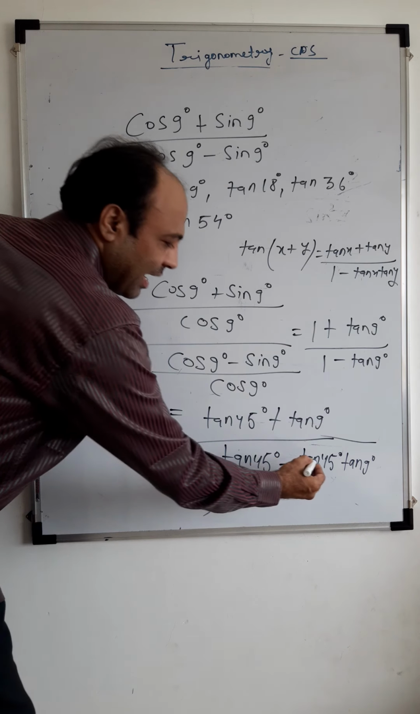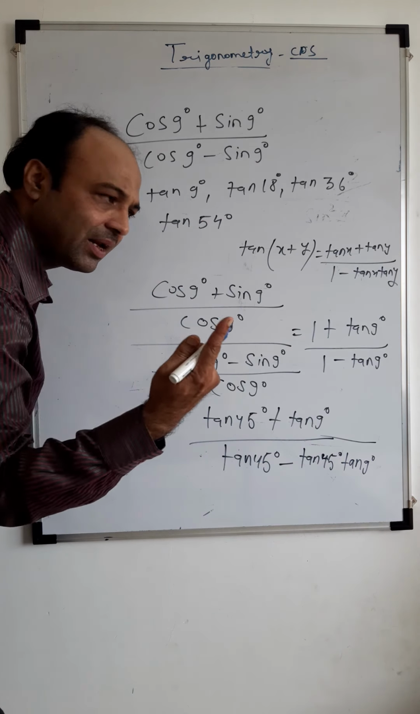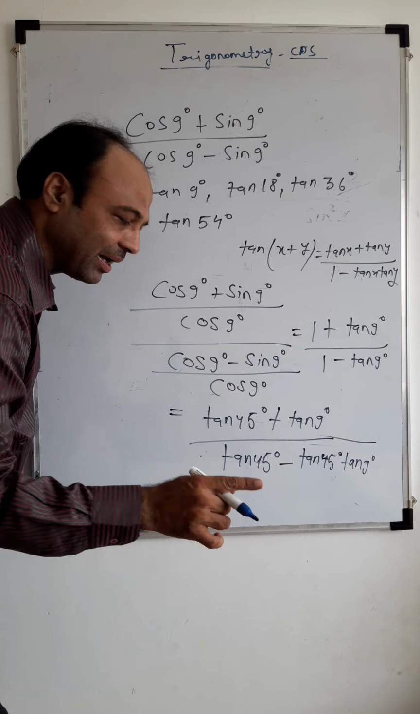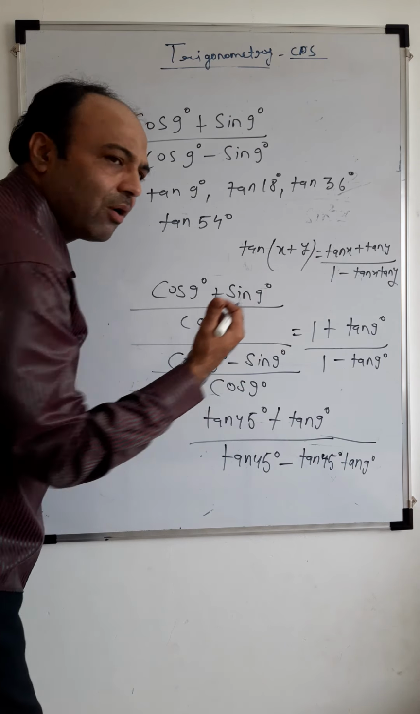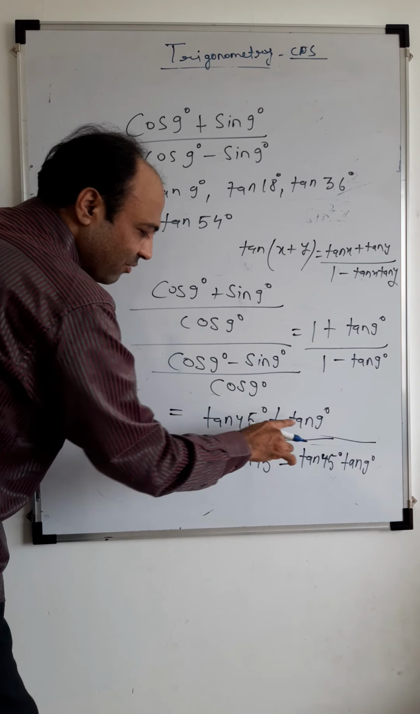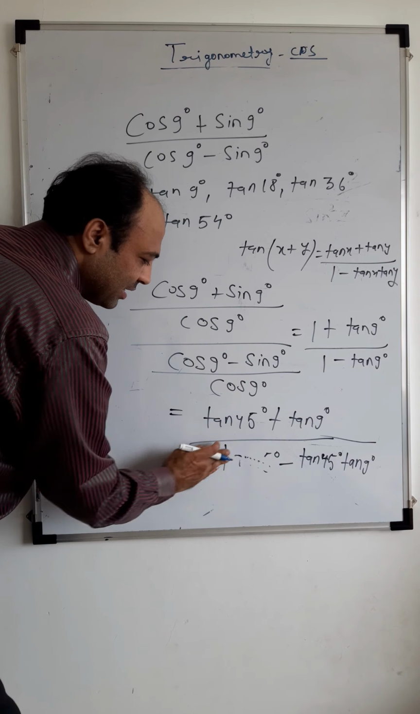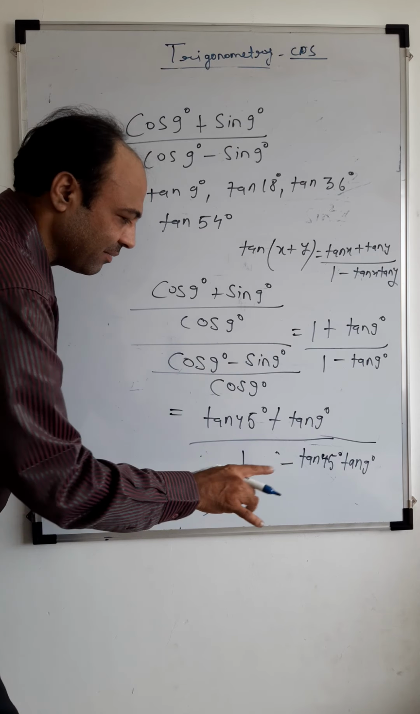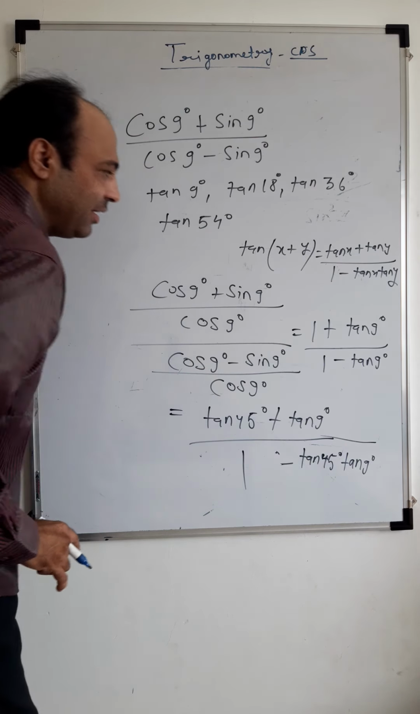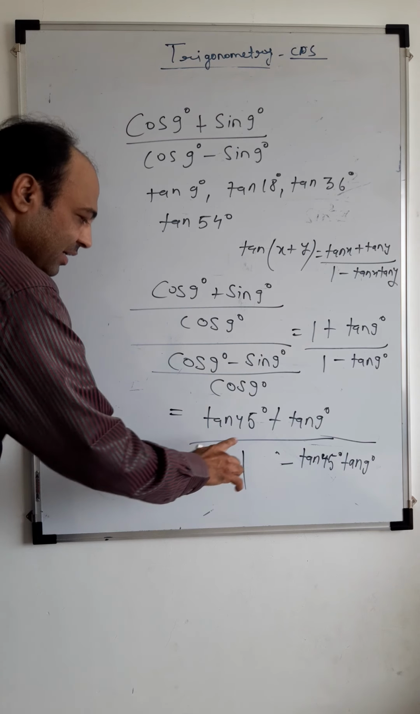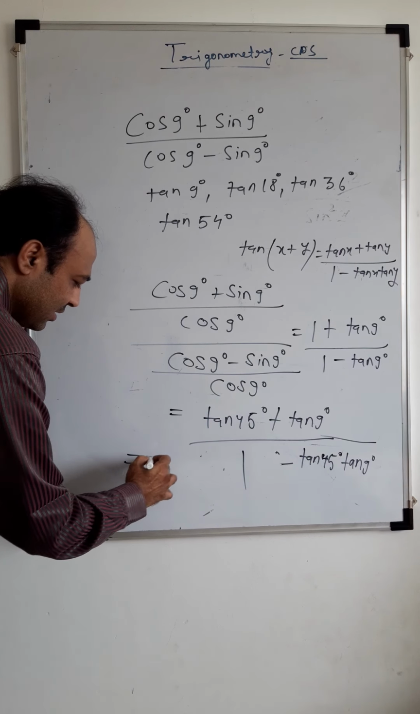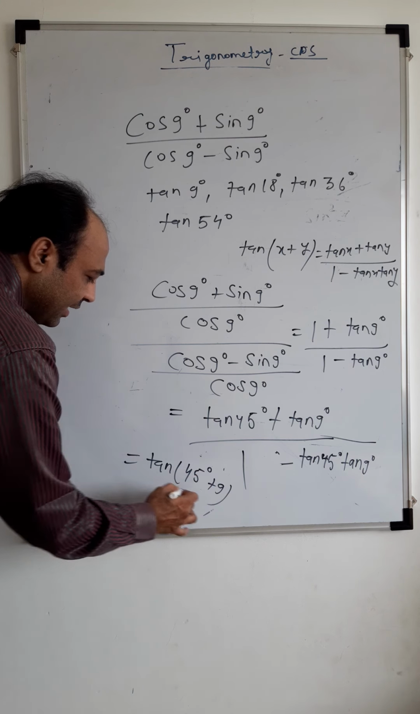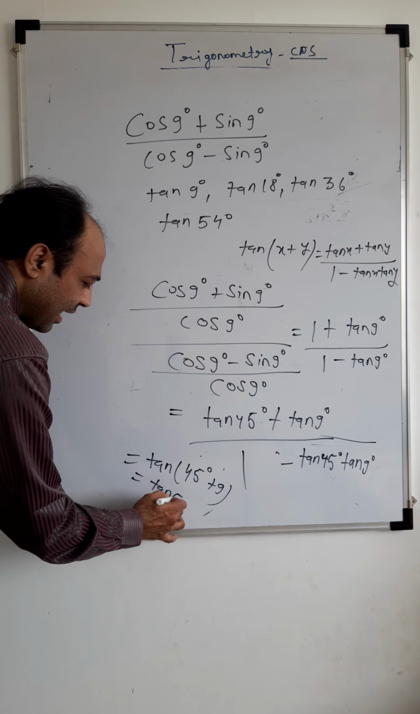See why I have kept it tan 45 here. Tan 45 is 1. 1 into tan 9 is this. But while keeping this tan 45, we met with formula. Tan x plus tan y upon, sorry, this you write 1 only. 1. No need to write tan 45. 1 minus tan a into tan b. And this gives you tan x plus y. So x plus y. So this is tan 45 plus 9, and this is nothing but tan 54.